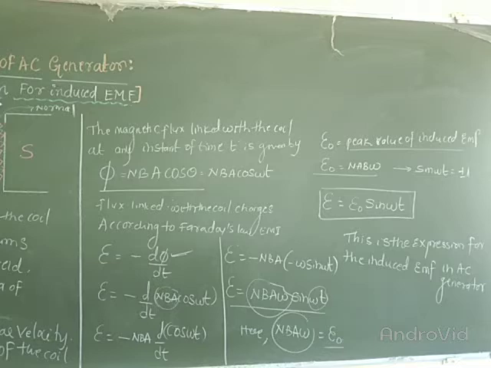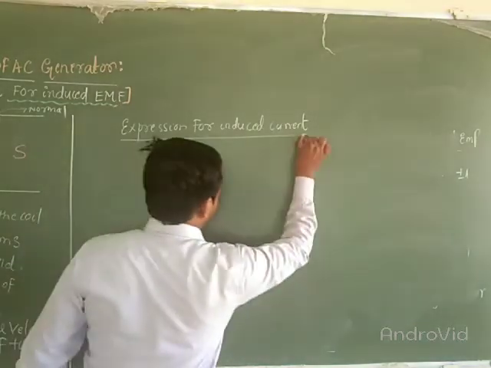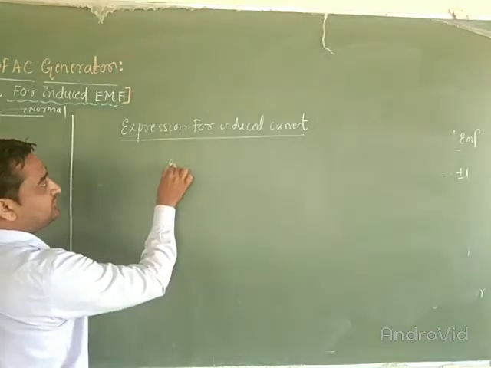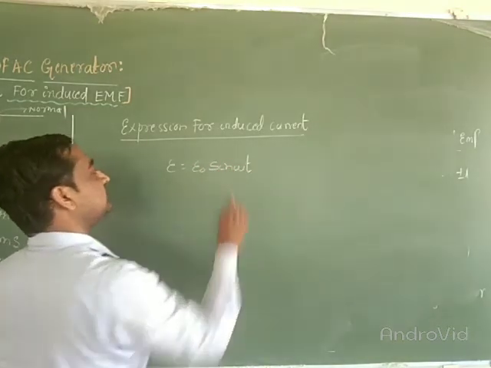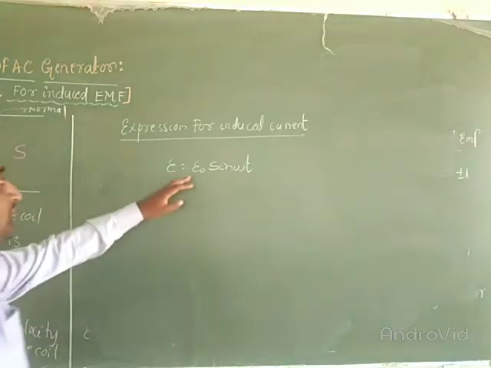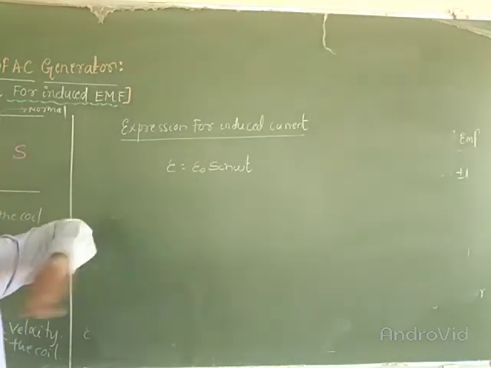the alternating current, right? Now let us write the expression for the induced current, and let us represent it graphically also. So, expression for the induced current. As we have derived the expression for the induced EMF, E is equal to E naught sin omega t, where E naught is the maximum value of the induced EMF.